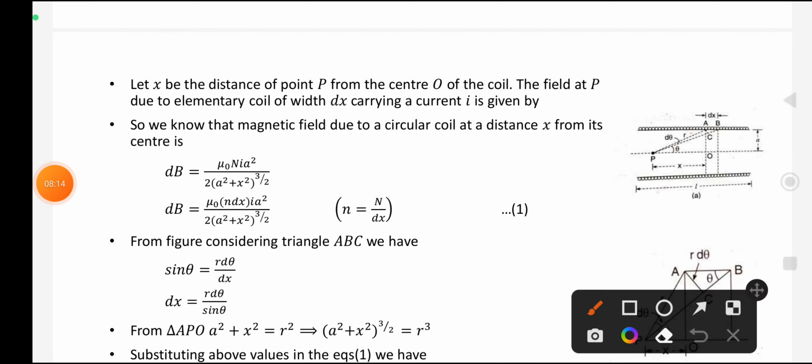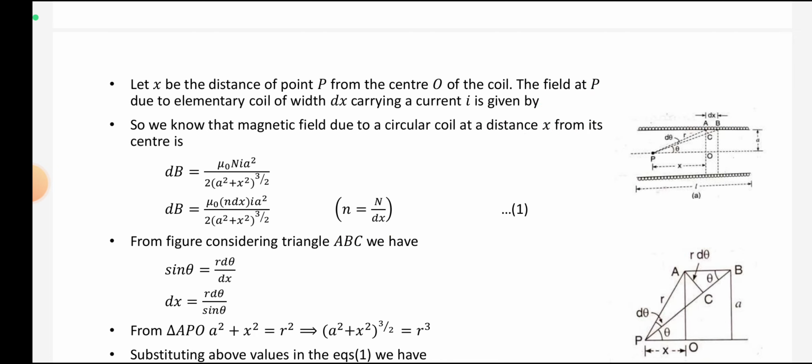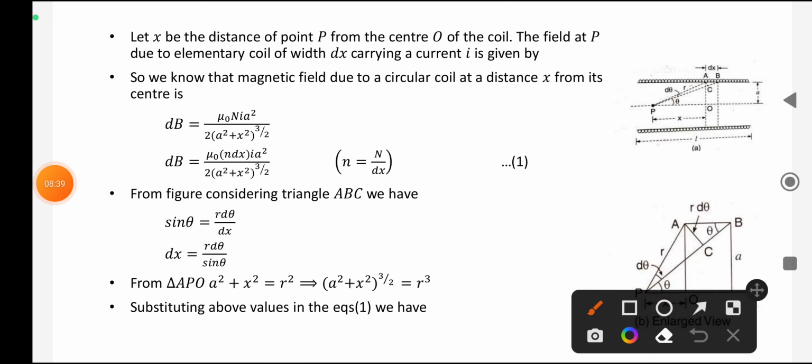Now I am going to change this formula. As I just explained, small n is the total number of turns by length. Here the length is very small; dx length is taken instead of L. So small n is the number of turns by length, where dx is the small length, for the considered length only. From this, capital N can be written as capital N equals n dx.